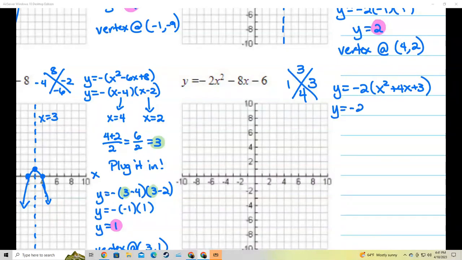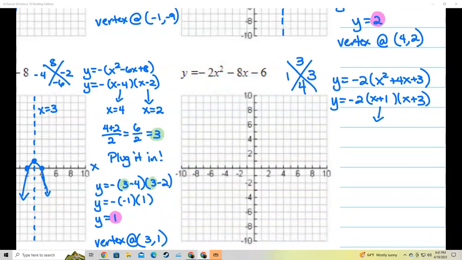y is equal to negative 2 parentheses, parentheses. And you told me that answer was x plus 1 and x plus 3. All right, now that it's in factored form, I can find my zeros. The first way this is going to become 0 is with x is equal to negative 1. The second way this is going to become 0 is if x is equal to negative 3. Those are my zeros. Those are my roots. Those are my x-intercepts. So let me go ahead and plot those at negative 1 and negative 3 on my x-axis. Now that I have that, I can draw the line of symmetry.